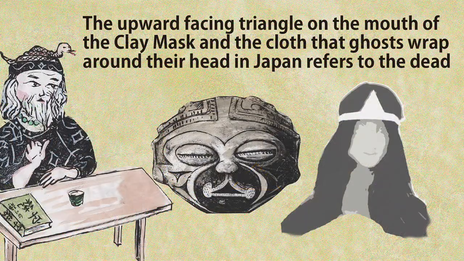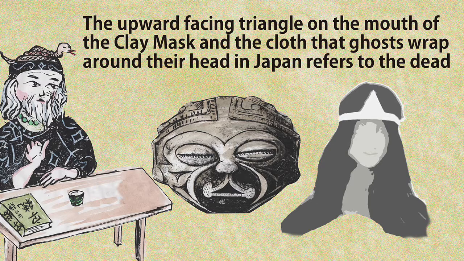A triangle pointing upwards shows a soul that is heading for the other world. In other words, a dead person. Ghosts that appear in Japanese cartoons and movies have cloths with triangles wrapped around their heads. Naturally, that triangle is also pointing upwards. Now that you mention it, that's true.